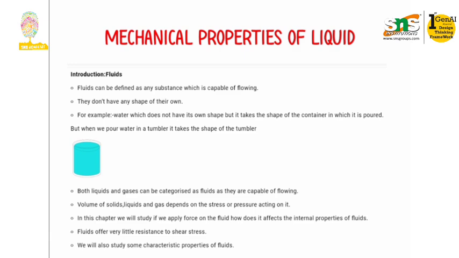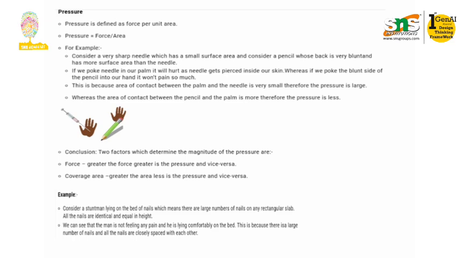We can conclude that the two factors which determine the magnitude of pressure are force and area. Greater the force, greater will be the pressure, so force and pressure are directly proportional to each other. Greater area means less pressure, and lesser area means more pressure, so pressure is inversely proportional to area. Similarly, we can give a lot of examples. Straps of school bags are made wider to reduce pressure.